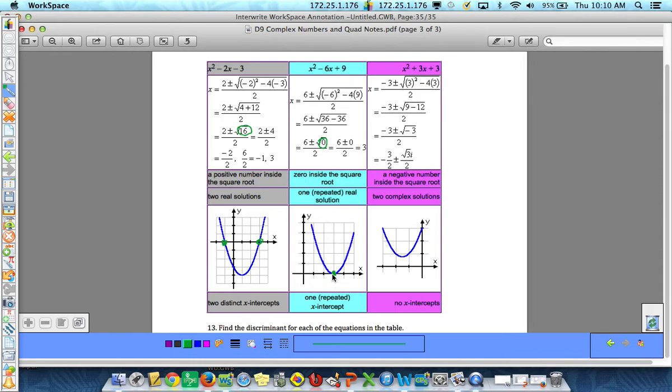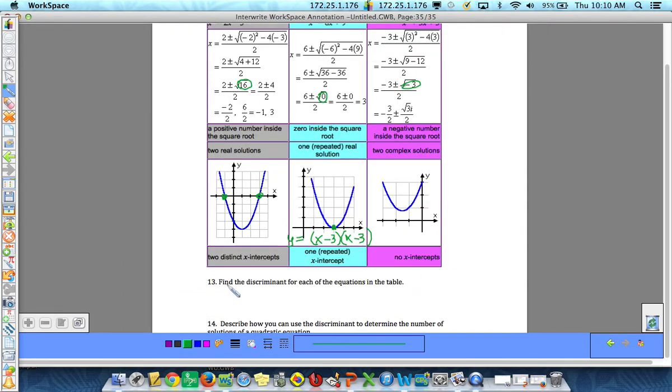Your answer was 3. This occurs because if you think about the factored form of x squared minus 6x plus 9, you would get x minus 3 times x minus 3. You get a repeated factor, a repeated solution. That's why I call it a repeated x-intercept. In the third one, notice when they do quadratic formula, we had a negative number under the square root, which resulted in two complex solutions, two solutions with an imaginary number. And notice when that happens, you have no x-intercepts. So x-intercepts only happen when your answers are real numbers.